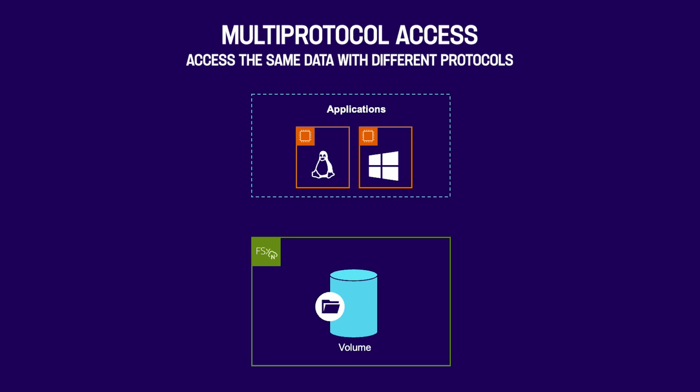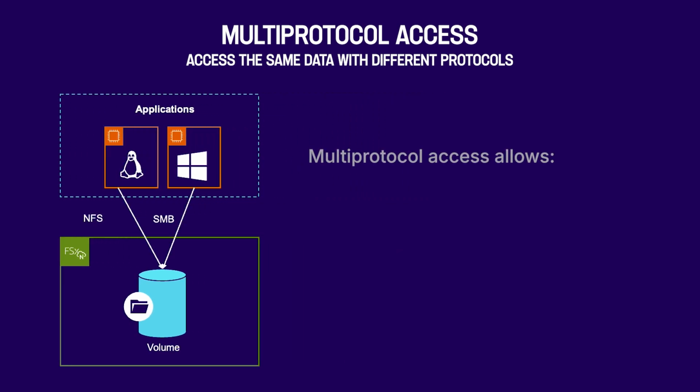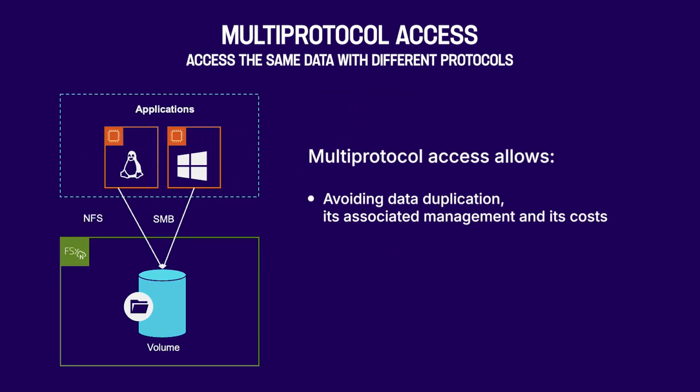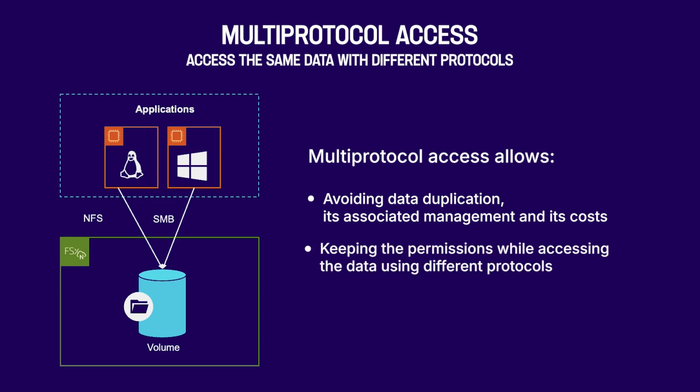This means you can access the same files and directories using NFS and SMB CIFS, allowing you to avoid data duplication, its associated management, and its costs. Keep the permissions while accessing the data using different protocols. Let's see an easy way to allow multi-protocol access to your data using Workload Factory.